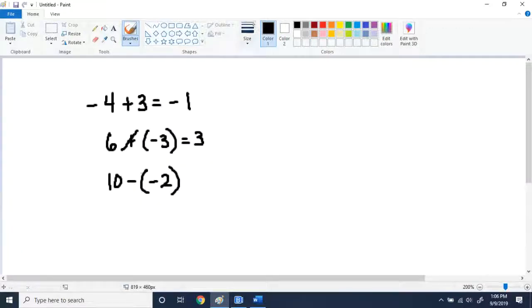There's two negative signs together. We're going to draw over top of it a big positive sign. And our answer is going to be 12. Because we're going to add.